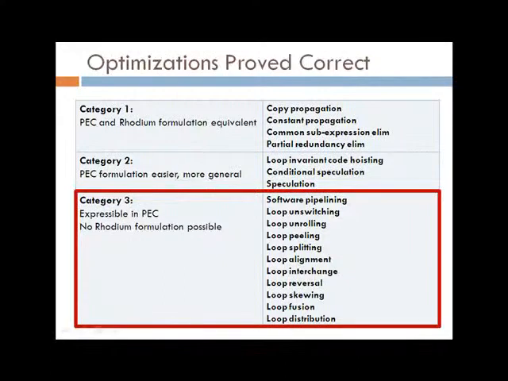Finally, the third category includes optimizations that we checked with PEC, but that could not even be expressed in Rhodium. These are all complex loop optimizations that require simultaneously rewriting multiple statements. For example, software pipelining and loop unswitching.